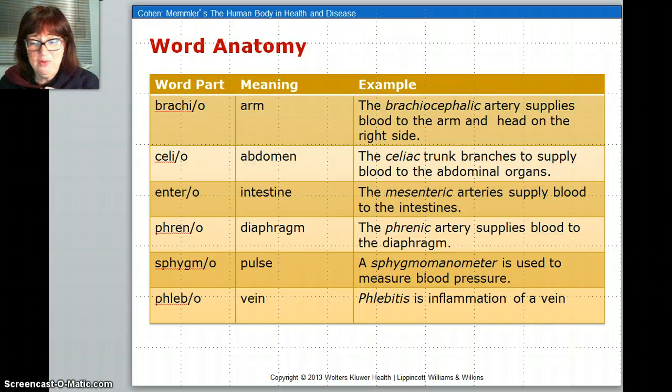And that's it for blood vessels and arteries and veins. Make sure you memorize those two diagrams.